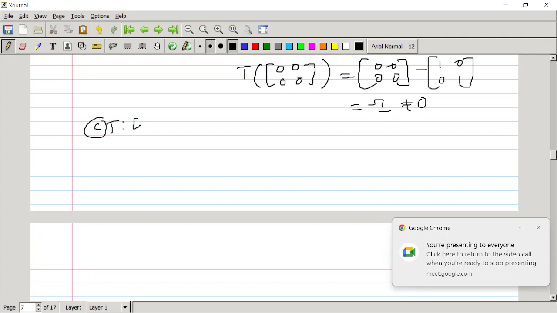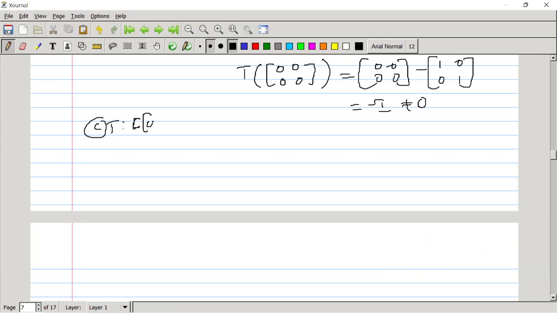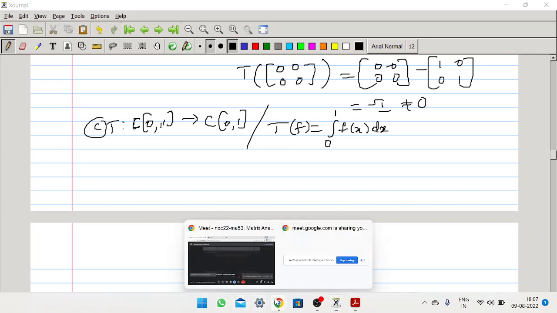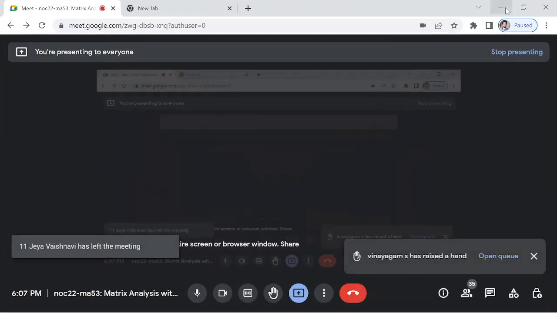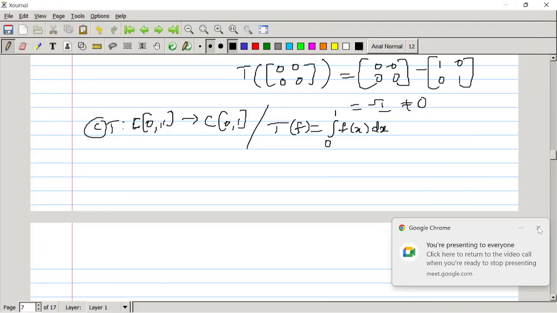T is from C of 0,1 to C of 0,1 such that T of f, where f is a continuous function defined on the interval 0 to 1. I think you know the definition of C of 0,1. So we have to check whether this is a linear transformation or not. For this option we will directly proceed with the definition.